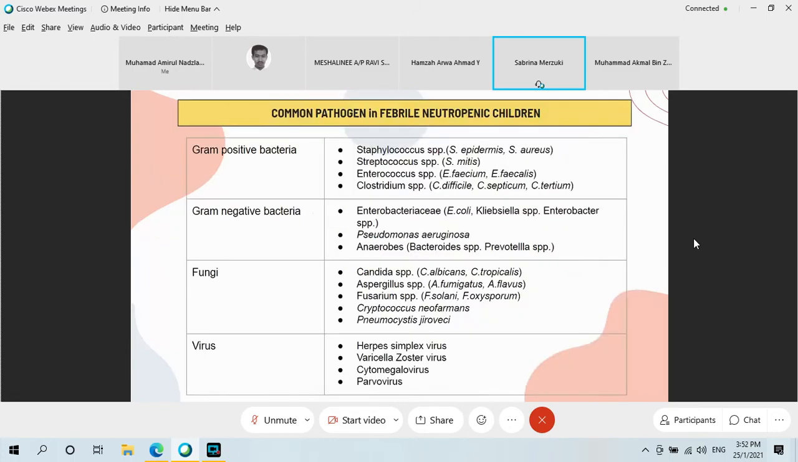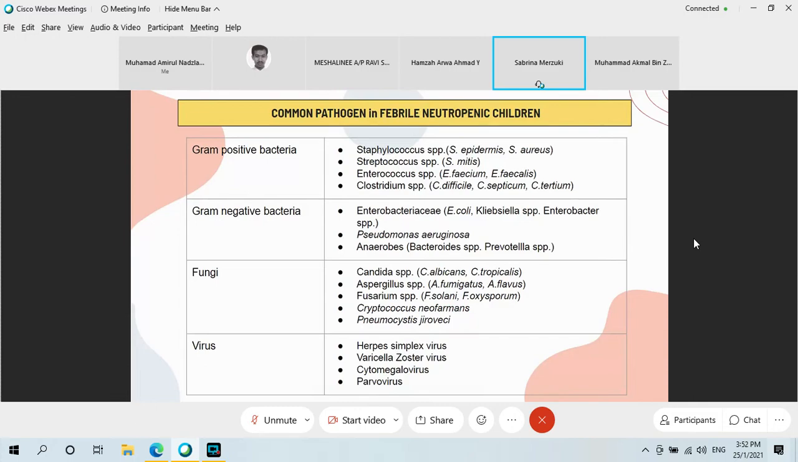For the common pathogens that cause febrile neutropenia in children, it can be bacteria, fungi, or viruses. For gram-positive bacteria, the etiological agents can be Staphylococcus, Streptococcus, and others. For gram-negative bacteria, it can be E. coli, Klebsiella, Pseudomonas aeruginosa, and others. For fungi, Candida species, Aspergillus, Cryptococcus neoformans, and for viruses, such as herpes simplex virus, varicella zoster, and so on.